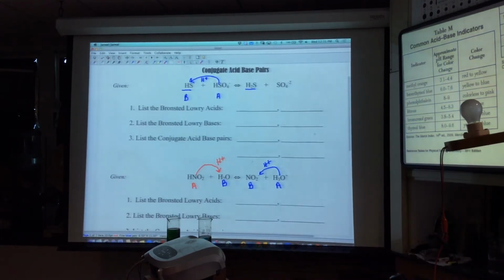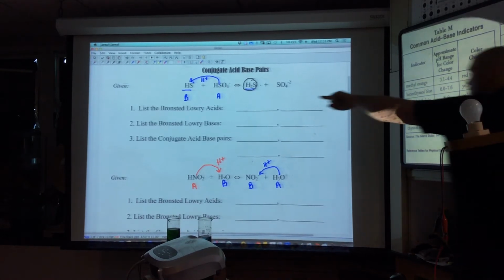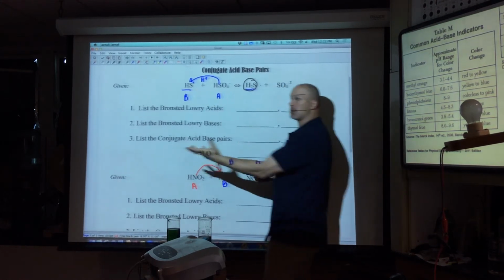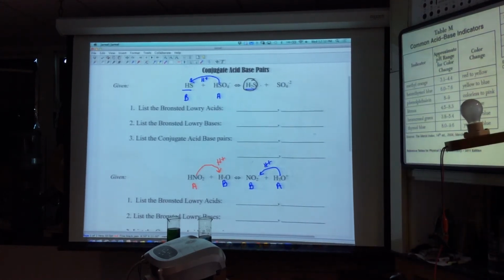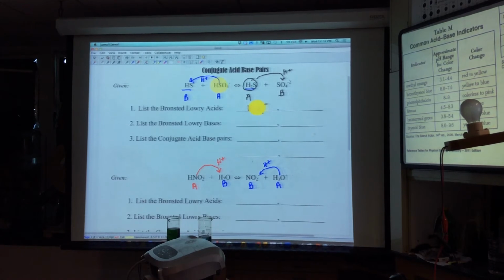Now, if you don't trust me, watch. Go in the reverse. H2S becomes HS, going in the reverse reaction. I have two H's, and in the future, I have one less. What must I have done to lose one? I must have donated a proton, which means I'm acting like an acid. This one accepts one, so it acts as a base. So list the acids. You would say HSO4 negative, right? That's this one. And who else?